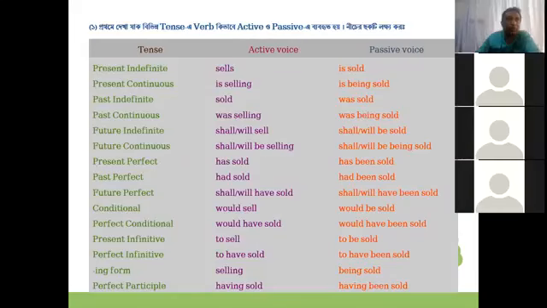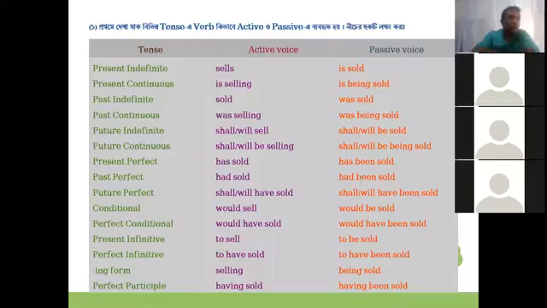Do we know these structures? Then just go through these structures with me. In the past continuous tense, was selling; active, passive, was being sold. In the future indefinite tense, in active, shall or will sell; in the passive structure, shall or will be sold. In the future continuous, shall or will be selling; in the passive structure, shall or will be being sold.